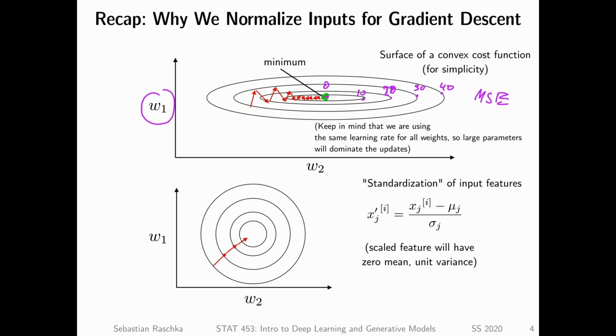On the axes, I have W1 and W2. These are two parameters of a generalized linear model. The whole general concept applies to any type of architecture, but since I'm drawing these concentric circles, they belong to a convex cost function. In that case, you can think of it as linear regression. So let's say you have this linear regression neuron.